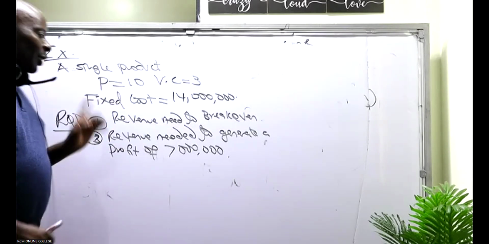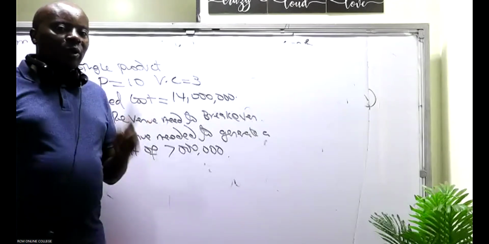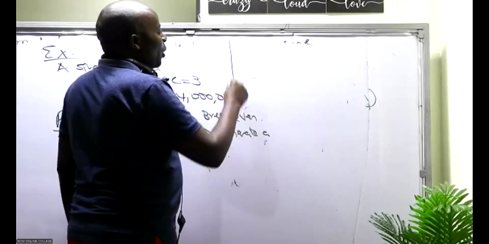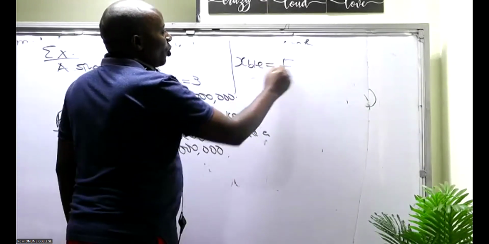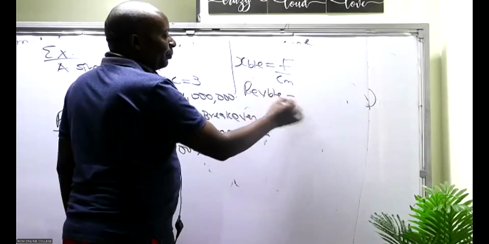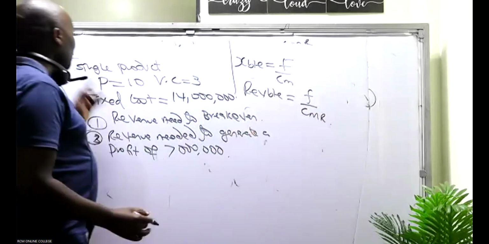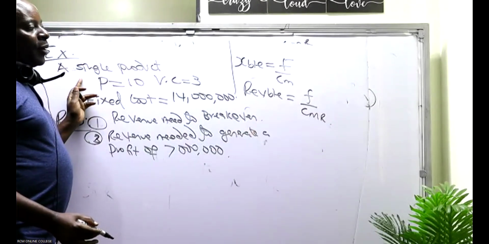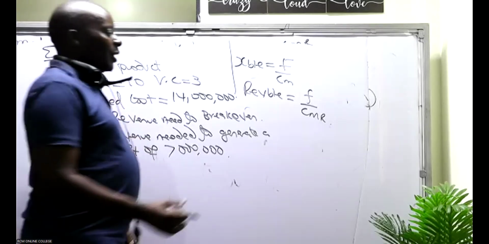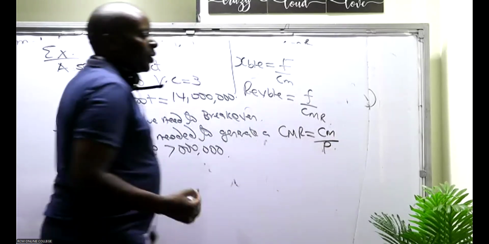So you see, the most important thing here is to appreciate that they don't want us to get quantity, but they want us to get revenue. Whenever they want quantity at break even, I know it's fixed cost over contribution margin. But now they want revenue break even, which would be F divided by CMR. Remember, this is just a single product. CMR is contribution margin ratio, and to get this, we take CM over price.